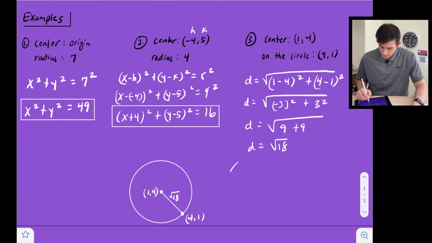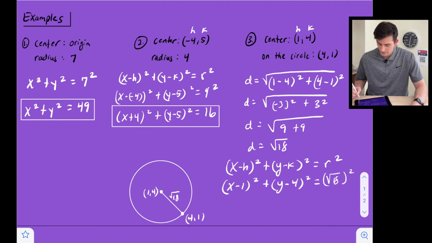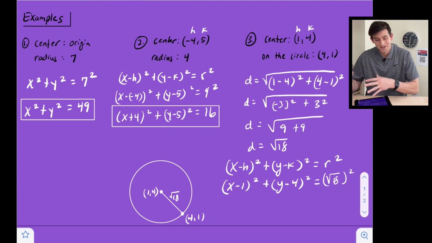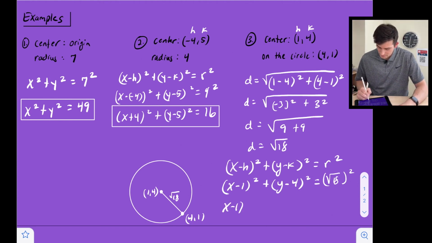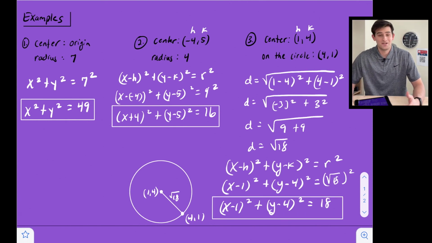Now we can use our equation, x minus h quantity squared plus y minus k quantity squared equals our radius squared. We know the center, so h is 1, k is 4. So we can say x minus 1 quantity squared plus y minus 4 quantity squared is equal to the square root of 18 squared. Well, the square root of 18 squared is just 18. So our final equation would be x minus 1 quantity squared plus y minus 4 quantity squared is equal to 18. Okay, and that is how you write the standard equation of a circle.